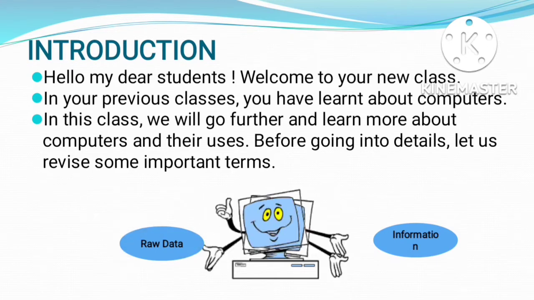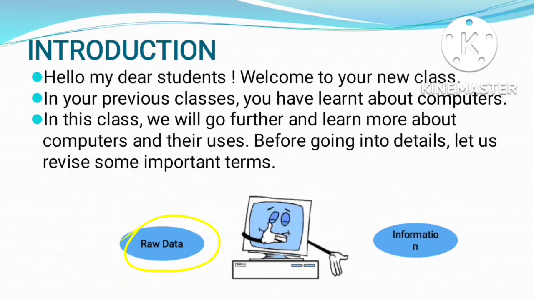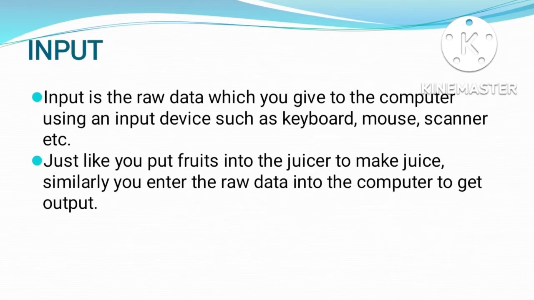What is raw data? Raw data means the information we are giving. This is the raw data. Okay, let us discuss this one by one very clearly. Input is the raw data. What is the raw data? Input is the raw data which you give to the computer using an input device such as keyboard, mouse, scanner. As the computer works on the instructions given by the user, the instructions should be given through input devices like keyboard, mouse and scanner. So this is known as the raw data.